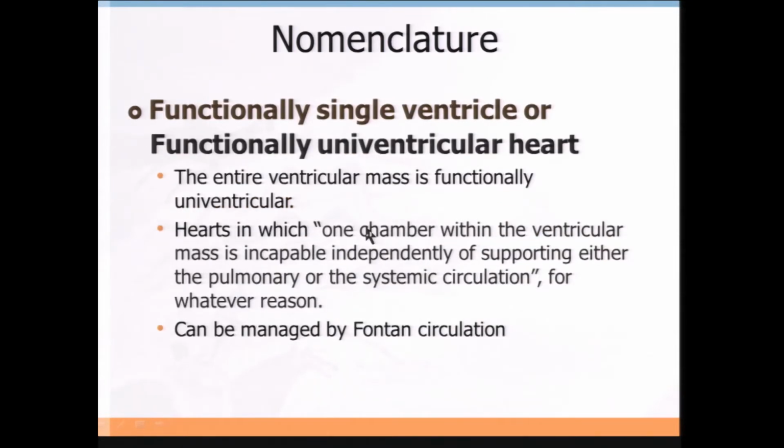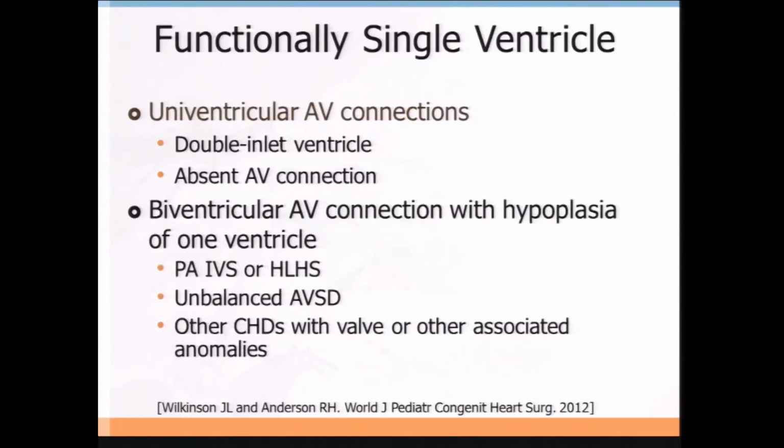So the term functionally single ventricle or functional univentricular heart has been proposed, in the concept that the entire ventricular mass is functionally univentricular, in which one chamber within the ventricular mass is incapable of independently supporting either the pulmonary or systemic circulation for whatever reason. So this heart can be managed only by Fontan circulation.